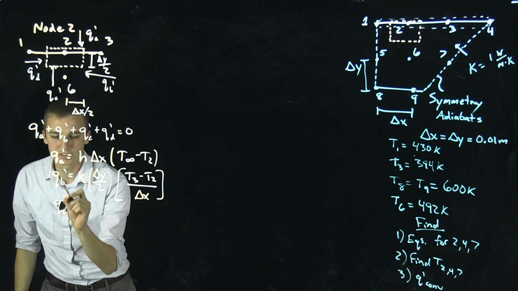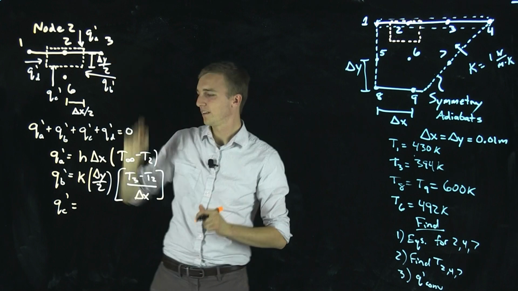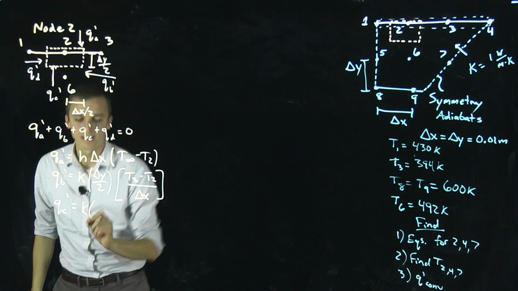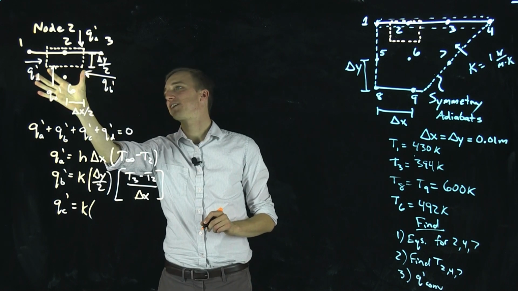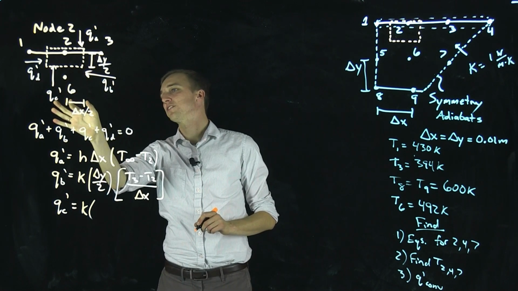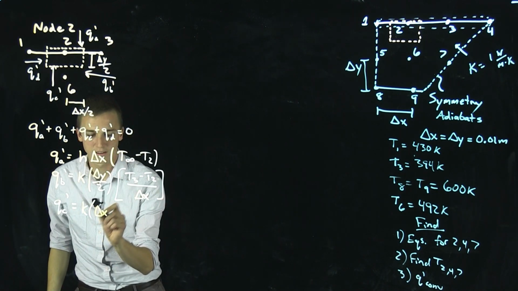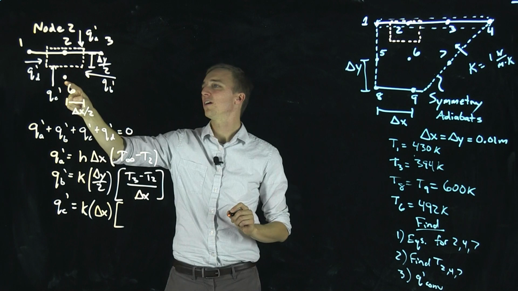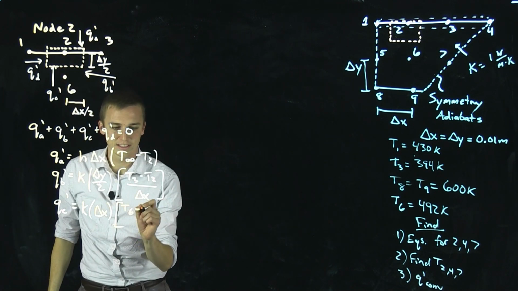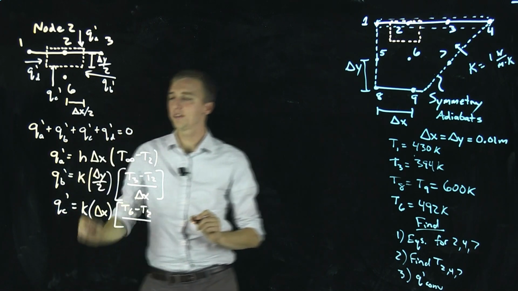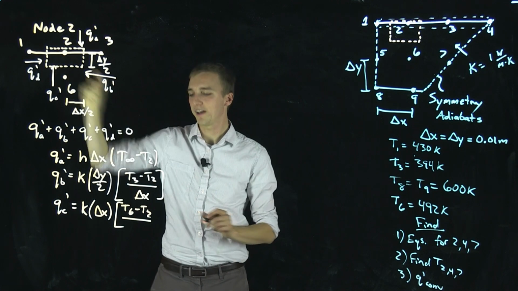Okay, we need to do QC. QC looks a lot like QB. So we begin with K. But now, instead of passing through half of a surface, you see our conduction is over a full surface, or delta x divided by 2 times 2, or delta x. Again, we go in the direction of heat transfer for the temperature difference, so T6 minus T2, divided by the distance between nodes, which in this case would be delta y.